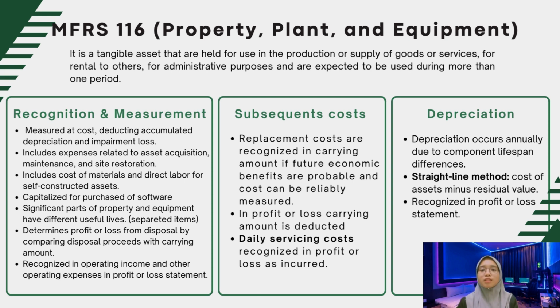Significant parts of property and equipment that have different useful life are accounted as separate items. To determine profit or loss from disposal, the company will compare disposal proceeds with carrying amount. Then, the result will be recognized in operating income and other operating expense in the profit or loss statement.